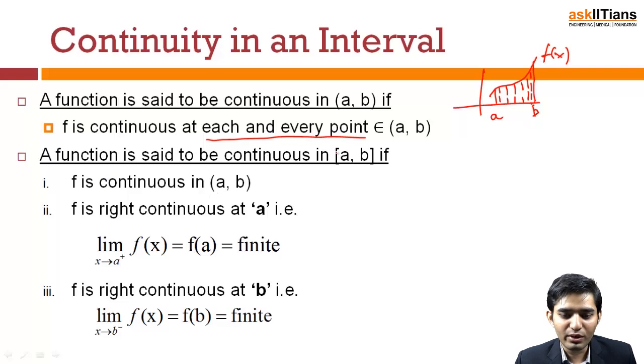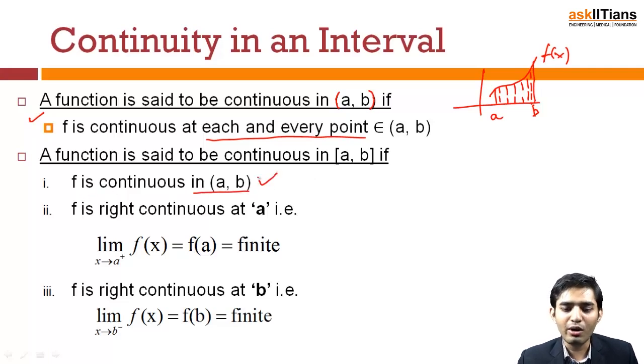Now a function is said to be continuous in a closed interval, right? This was an open interval. So we can talk about an open interval by this definition, but if we are talking about a closed interval a to b, okay, then the function should be continuous in a to b, right? The first condition should be satisfied.